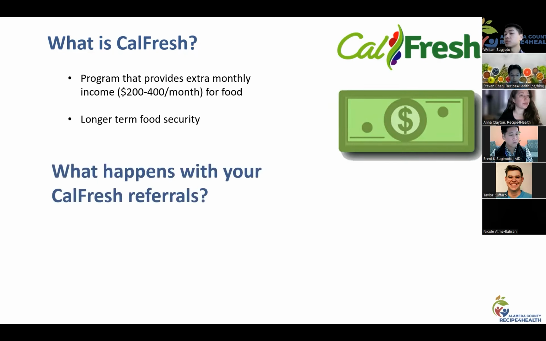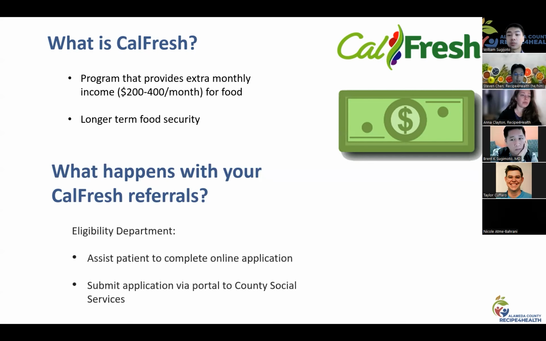Your MAs, when the MAs identify that food insecure patient, boom, you hit that referral to CalFresh, and you're wondering, okay, what happens? Does it just get lost in the ether? Well, it actually goes to your eligibility department. They have a work queue now in Epic. We've built all of this, and they will call that list and assist the patient to complete the online application. Once we at the health centers have done that, that application is sent to my colleagues at the county, at the social services, to get the patient in.